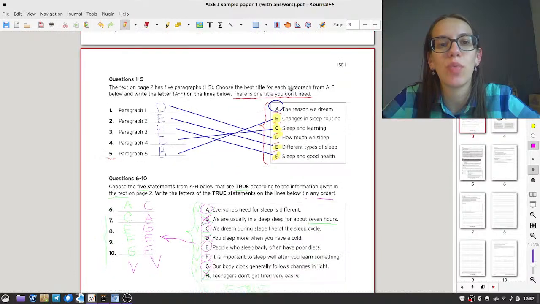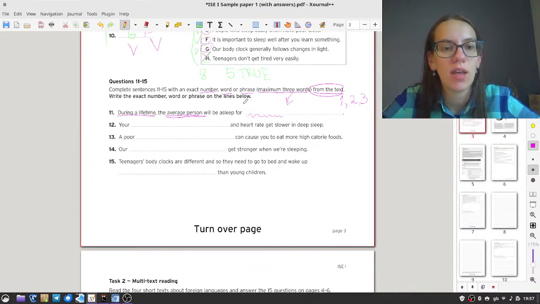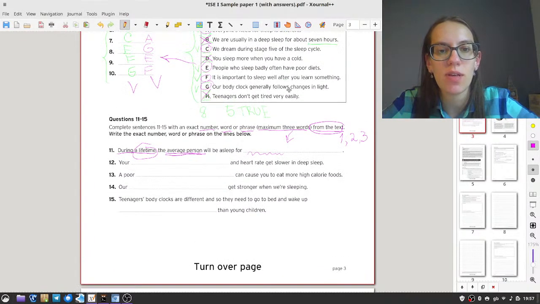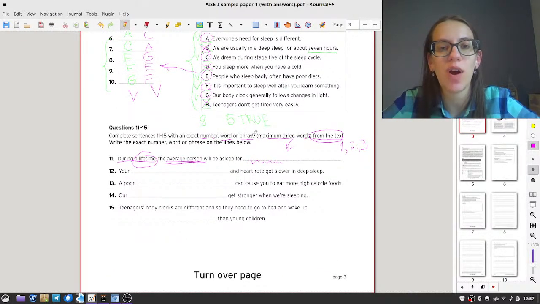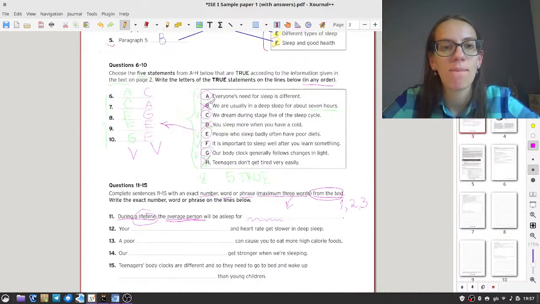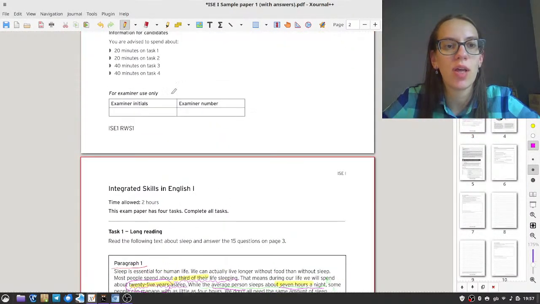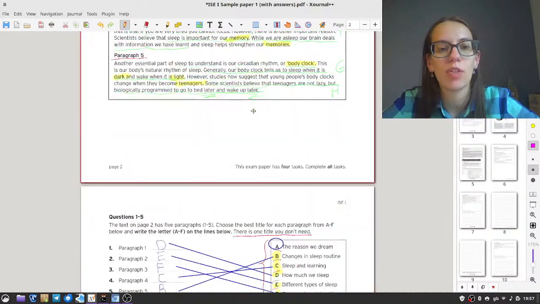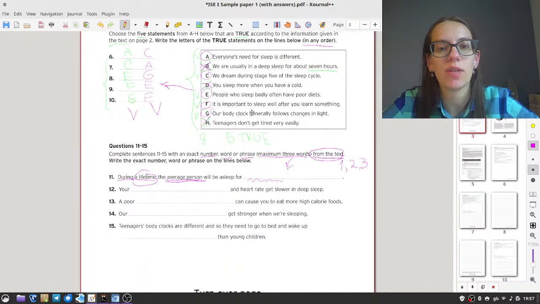This is not what we want here. Yeah. Here the question says during a lifetime. Yeah, during their whole life, the average person will be asleep for... And of course, this is not 7 hours. Yeah, this was 25 years. So here it says for, one more time, we will spend about 25 years. Yeah, we will spend about 25 years asleep.